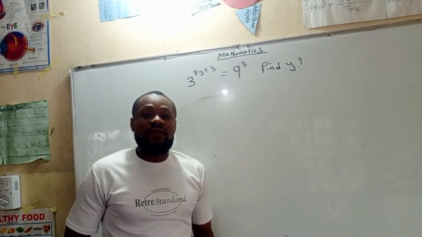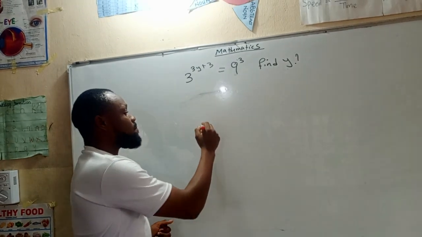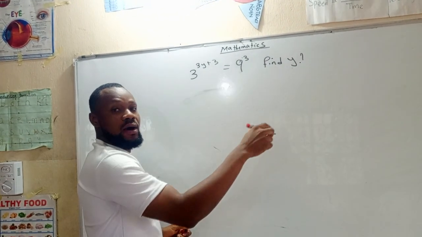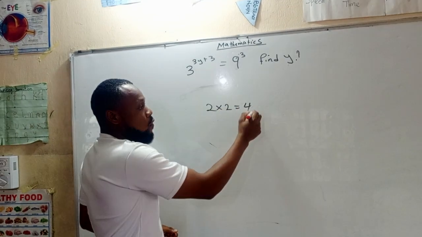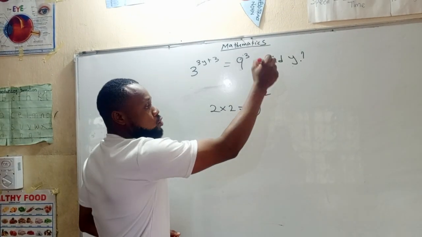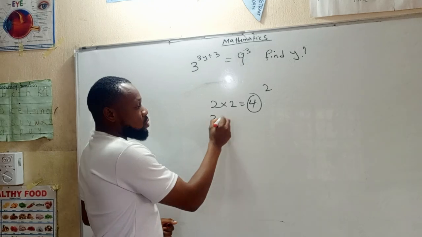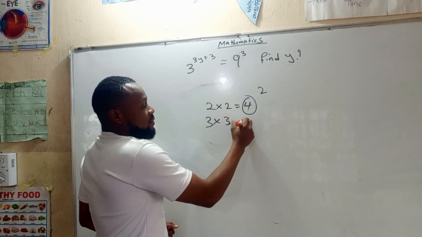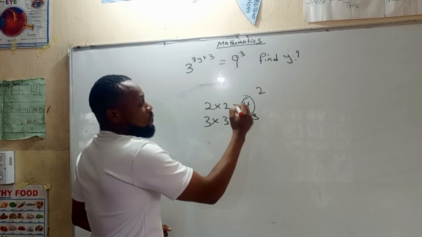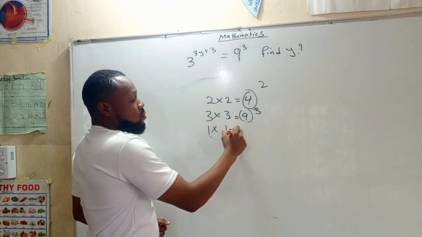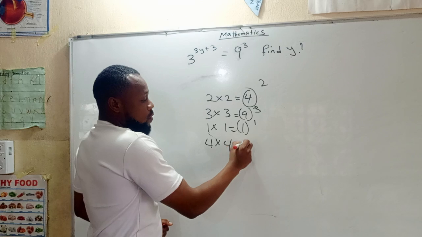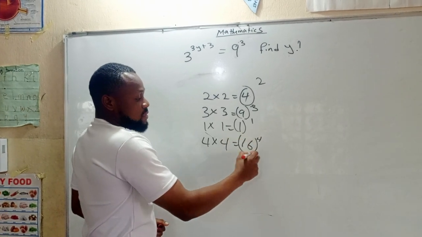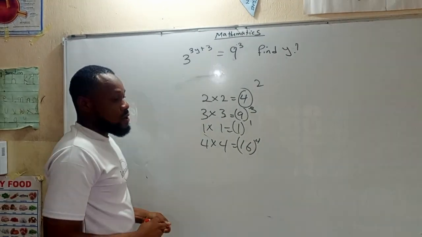When I talk about a perfect square, I mean a number that can multiply itself to give you another number. For instance, we have 2 multiplied by 2 to give you 4. This 4 is a perfect square of 2. Same goes for 9. 9 is a perfect square of 3. 1 times 1 is a perfect square of 1. 4 times 4 is a perfect square of 16, and so on and so forth.